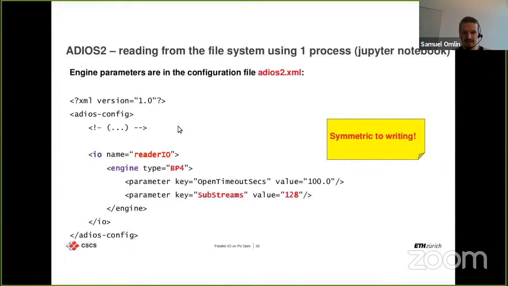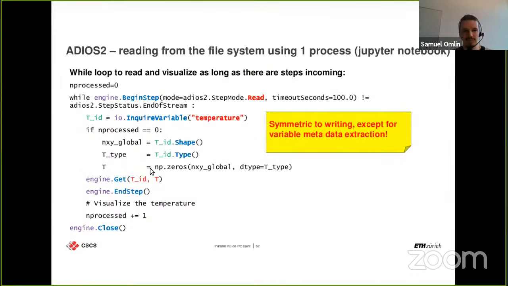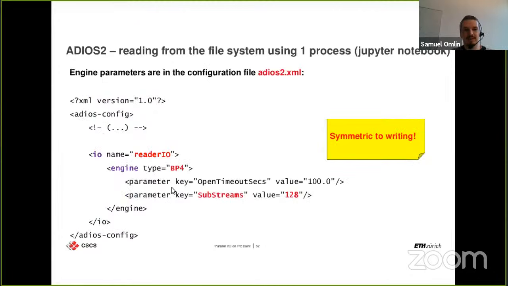All right, then, the third thing. So we had initialization, the loop, and now the third thing, the configuration file. Now instead of writer IO, we have reader IO, and the rest is the same.